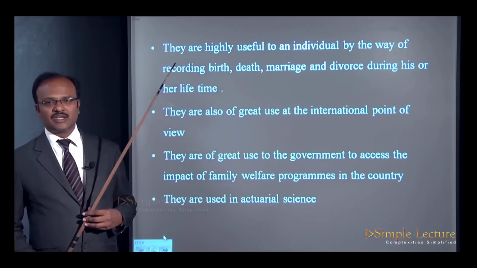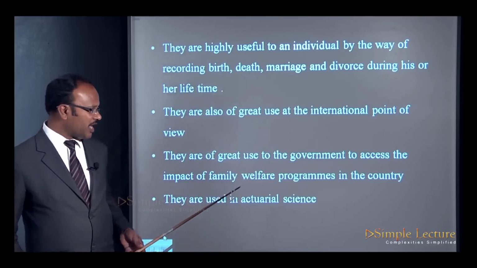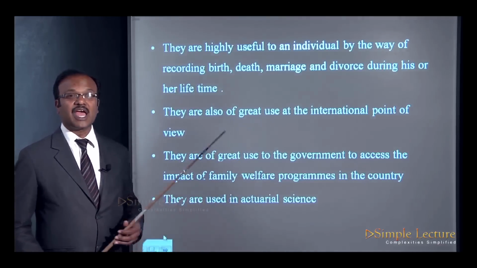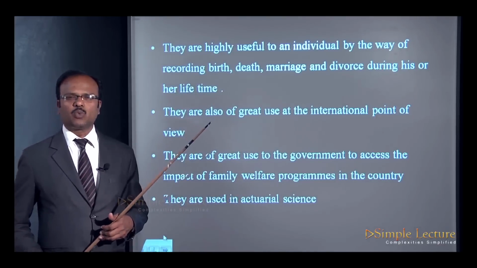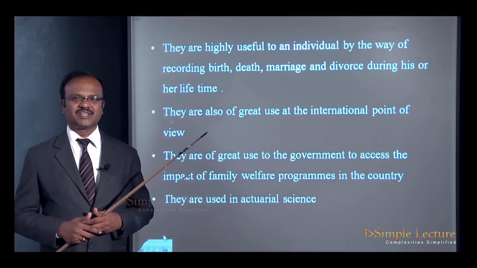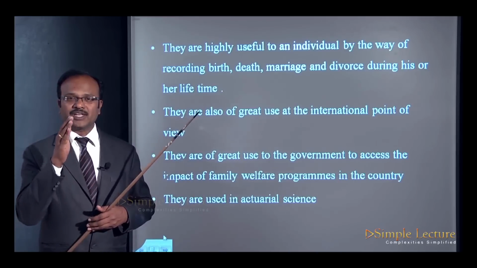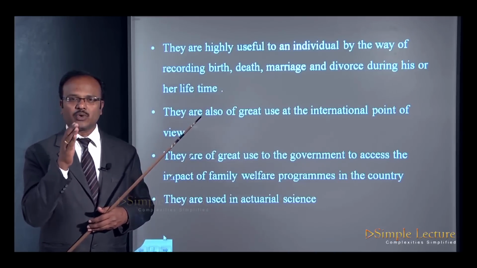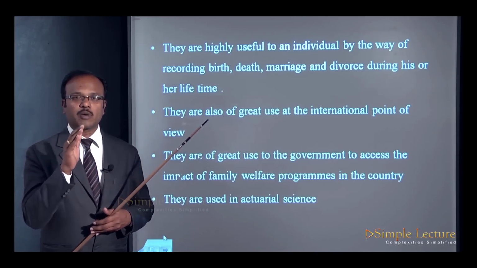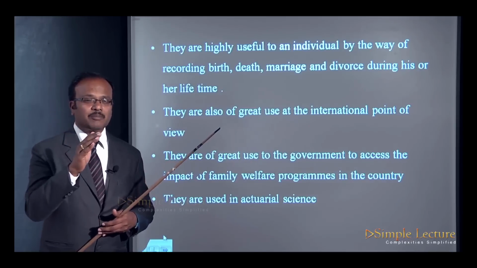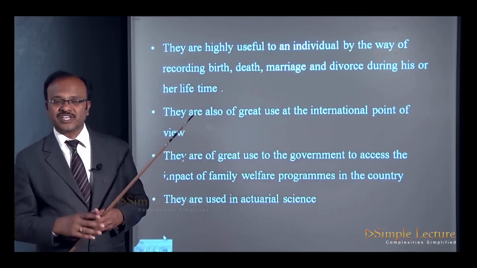And finally, the vital statistics is very, very important in actuarial science. What is this actuarial science? So actuarial science is nothing but the human characteristics that are going to be used in order to come out with the premium payment in the insurance sector.